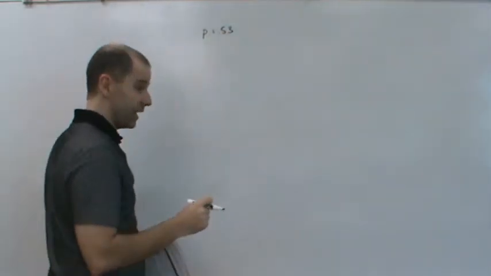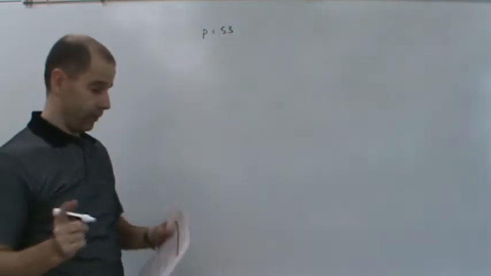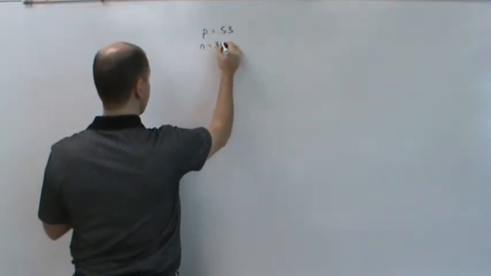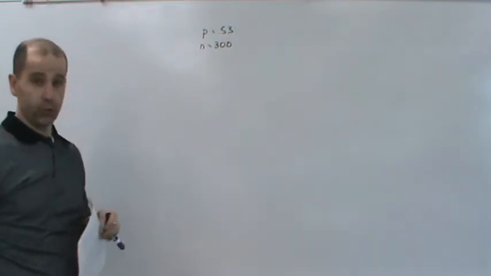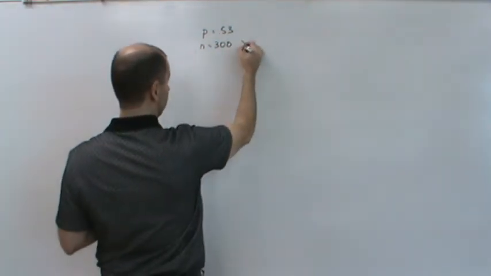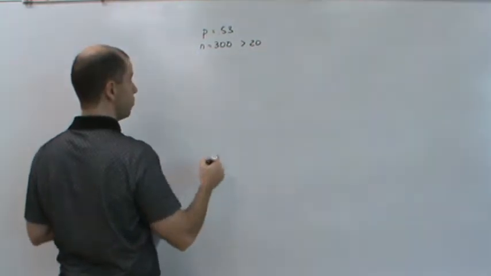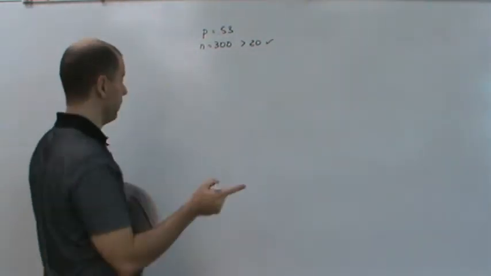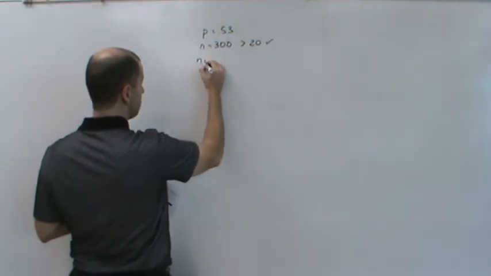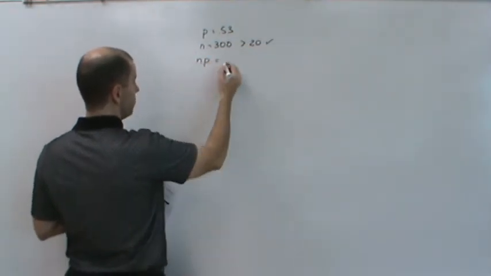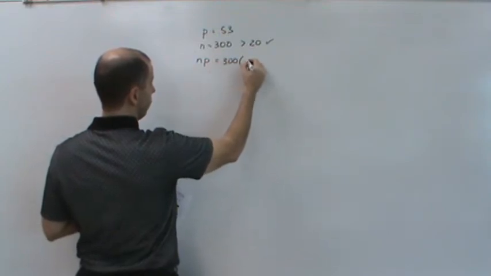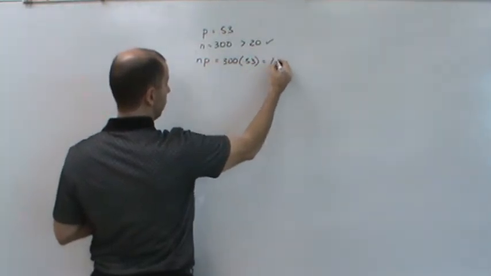Now, they surveyed 300 people for this. So that's N. N is large, so definitely bigger than 20, right? Also, let's check our conditions. N times P, which is 300 times 0.53, is going to be 159.